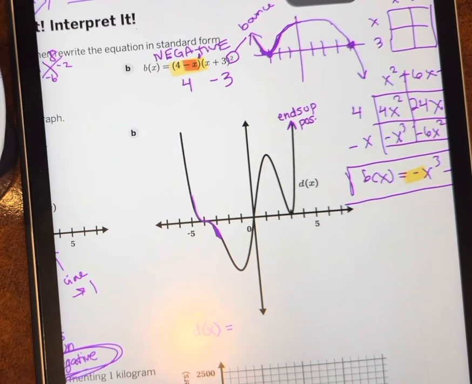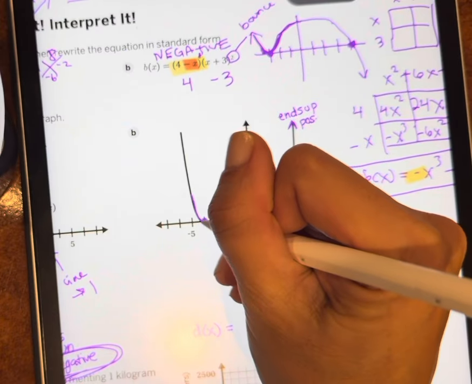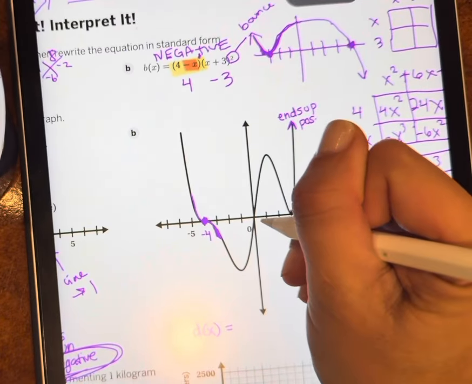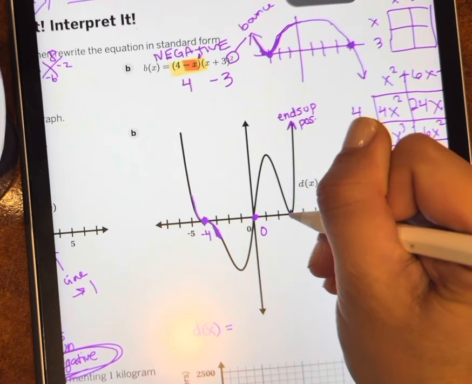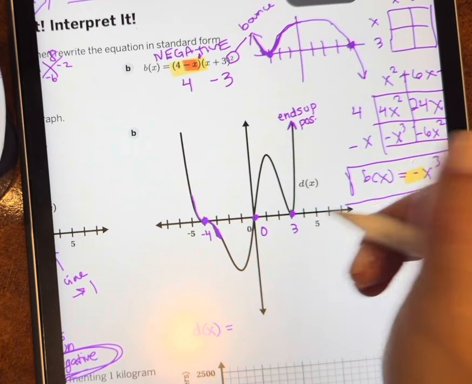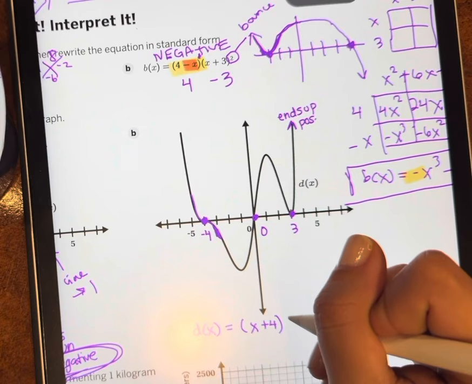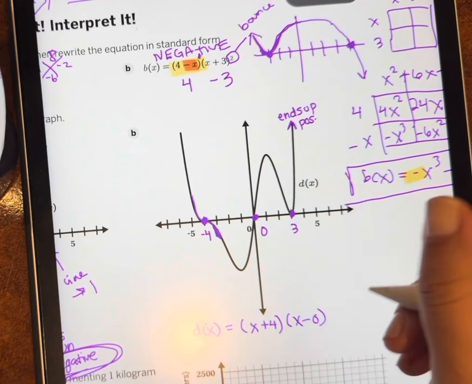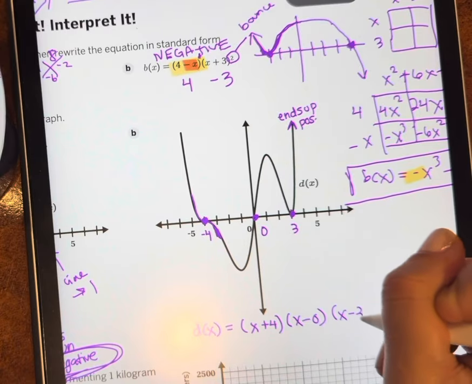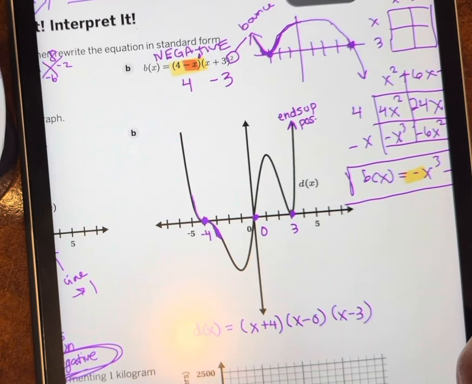Okay? Next, I need my x-intercepts. I've got one at -4. I've got one at 0. And I've got one at 3. That means that I have x plus 4. And then I have x minus 0. And then I have x minus 3. All right? And now my last clue is, what are these exponents?